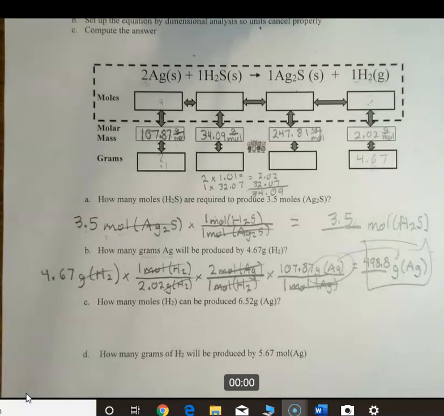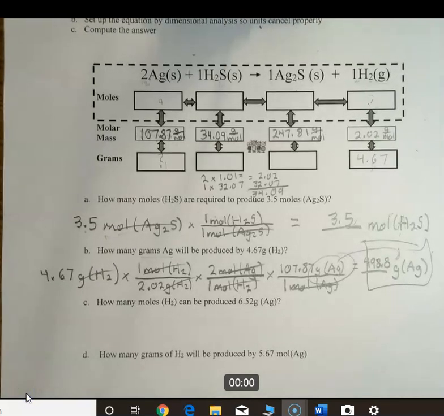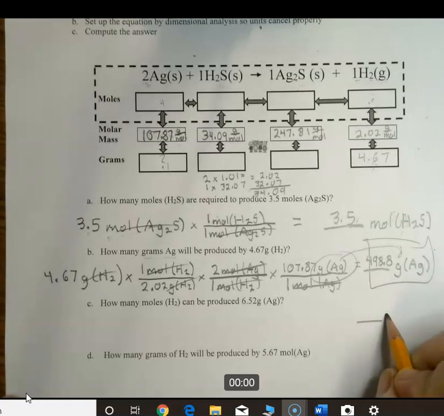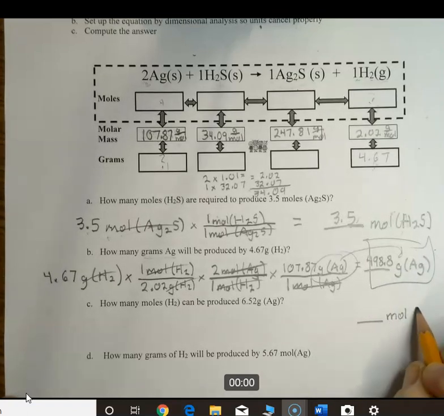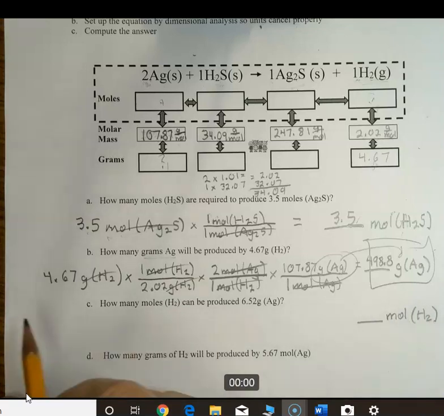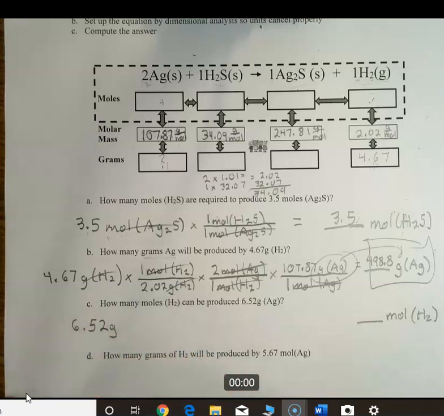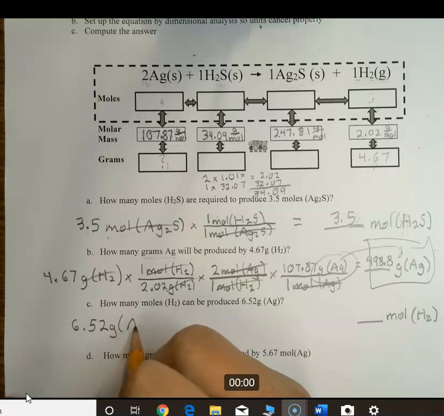Okay, we keep going here. How many moles of H2 can be produced from 6.52 grams of Ag? So we're looking over here on the right. What are we looking for? Moles of H2. And what we're given way over here on the left is 6.52 grams of Ag.